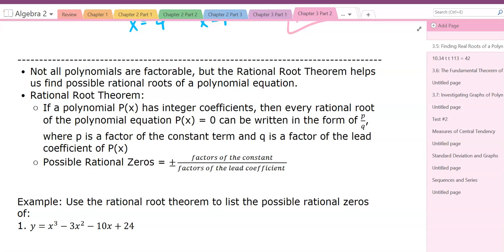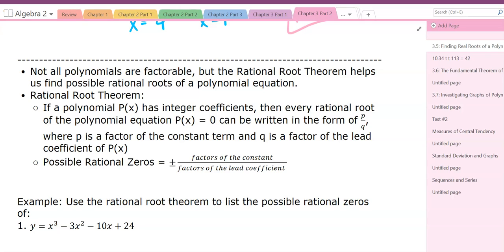Now, not all polynomials are factorable. So far we've just been looking at the ones that were, especially yesterday when we were going over some extra examples. But there are some out there that you can't factor. We did see a little bit of that in the notes from the first day, where we used synthetic substitution, and then we ended up using the quadratic formula instead of factoring because we couldn't factor it.